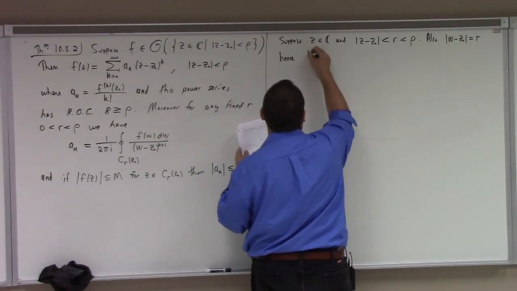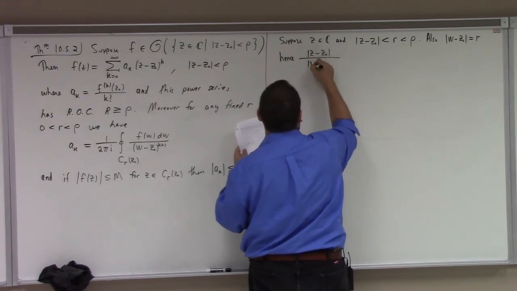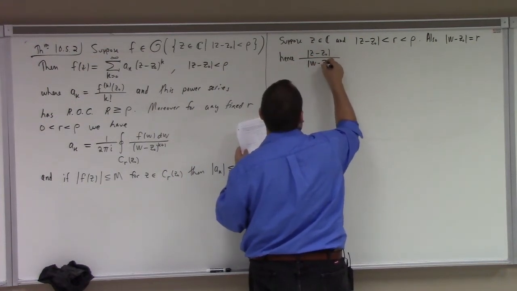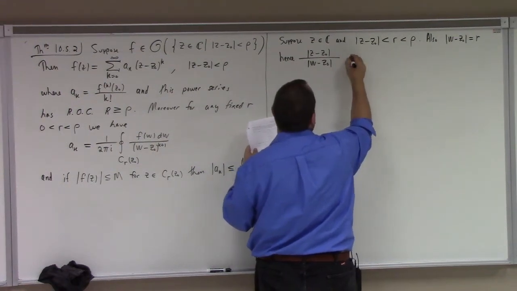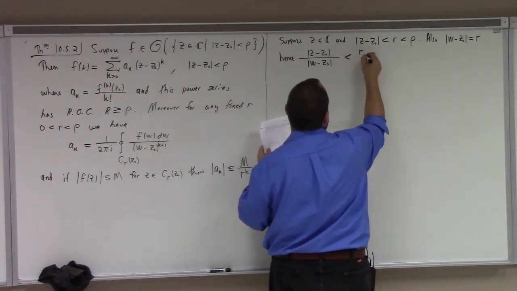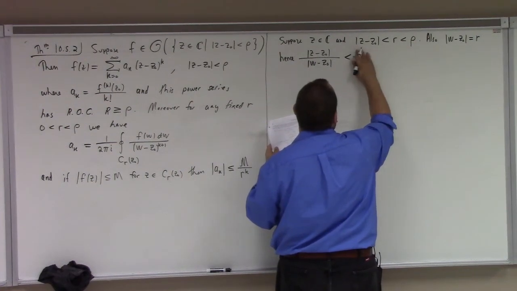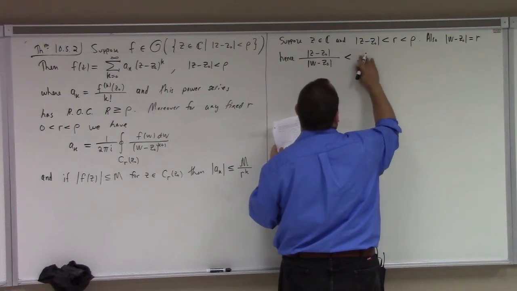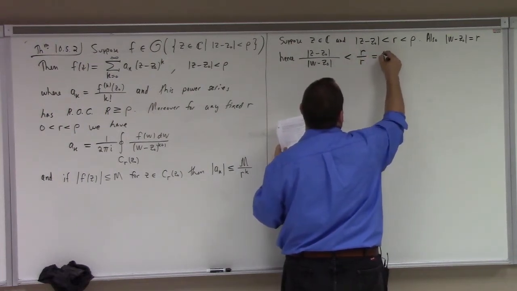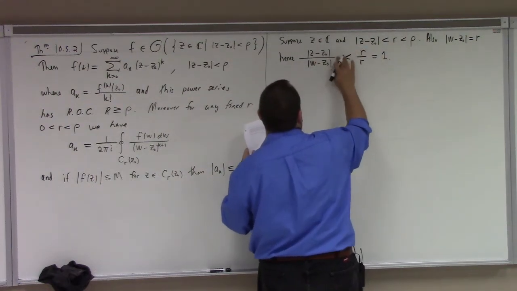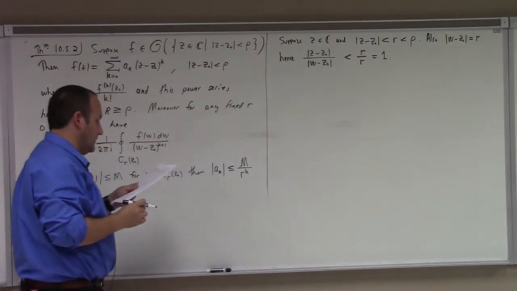if we look at the magnitude of z minus z naught divided by the magnitude of w minus z naught, we have what? That is less than what? Less than r over rho. Oh, excuse me. It's less than r over r, right? Also known as 1. So this quotient is a real number less than 1. All right?